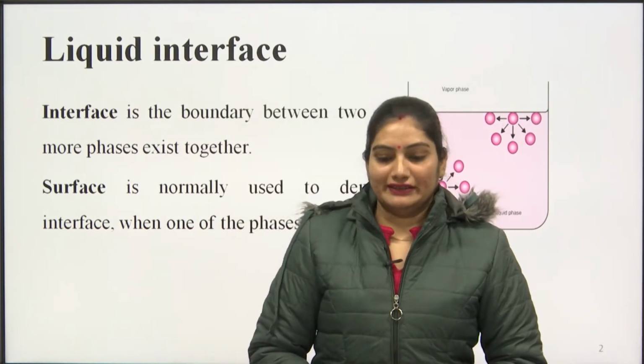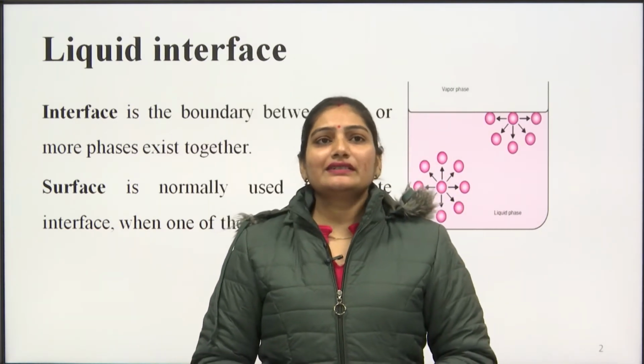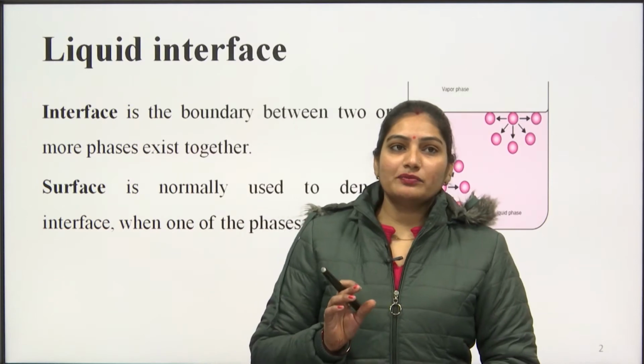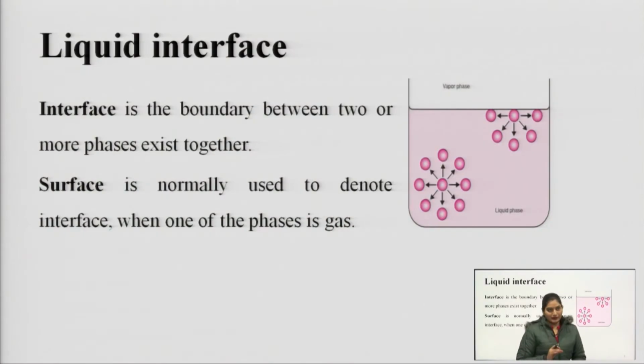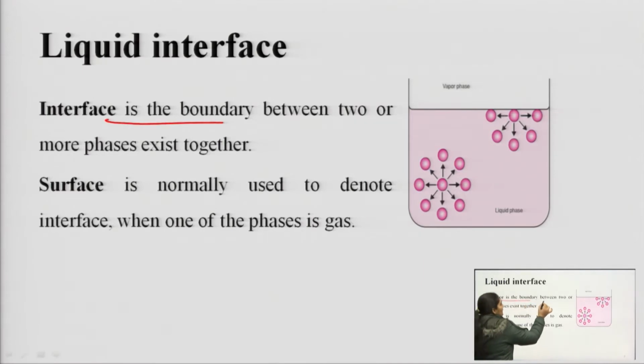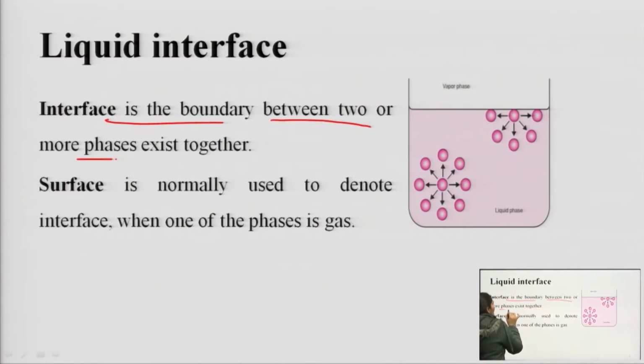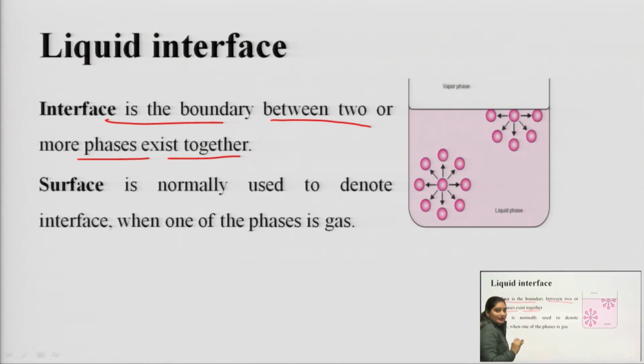Okay. So, first of all, what is an interface? Interface is the boundary that exists between two or more phases. Okay. So, what is an interface? It is the boundary between two or more phases existing together.